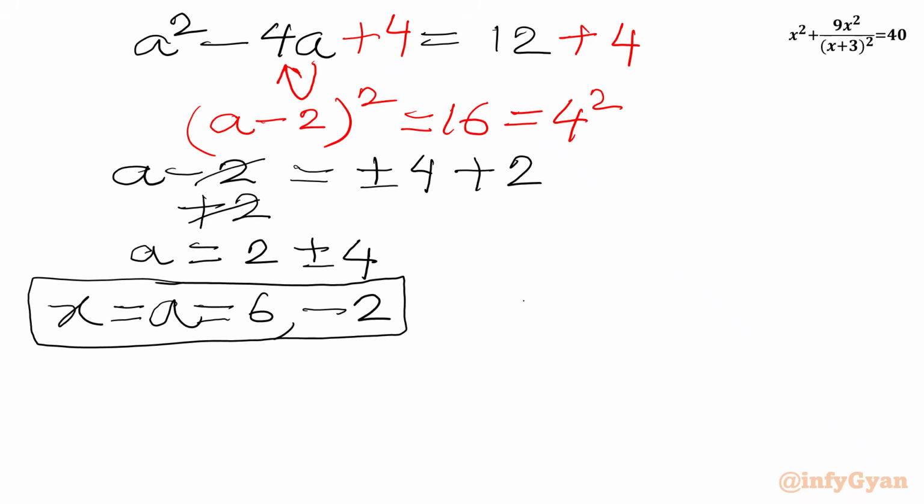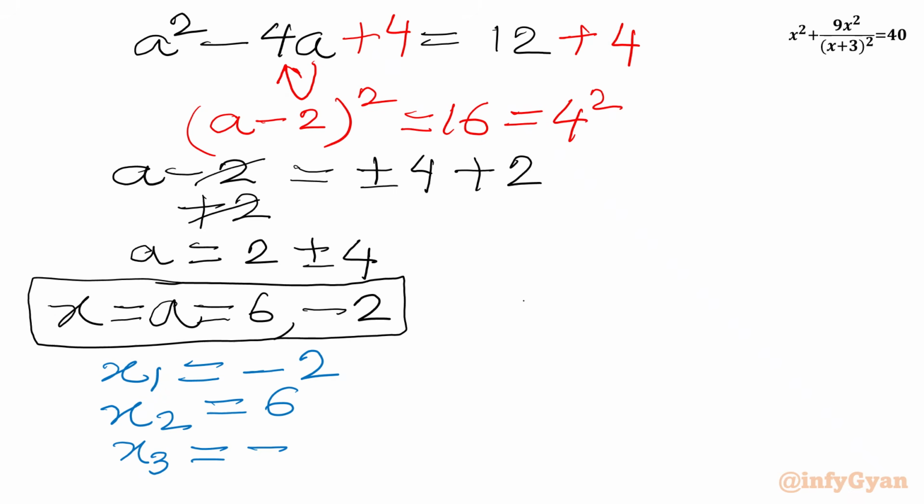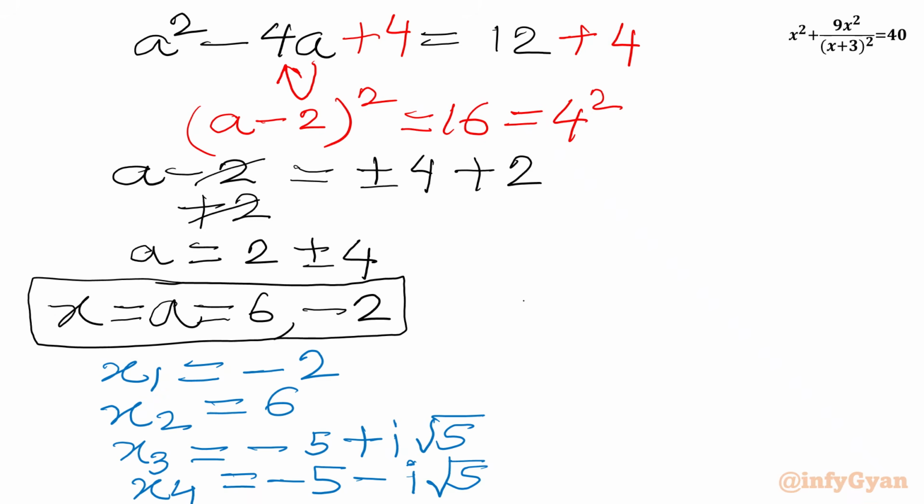If I write x1, x2, x3, x4, then x1 is minus 2, x2 is 6, x3 is minus 5 plus i root 5, and x4 is minus 5 minus i root 5. We have 4 values of x.